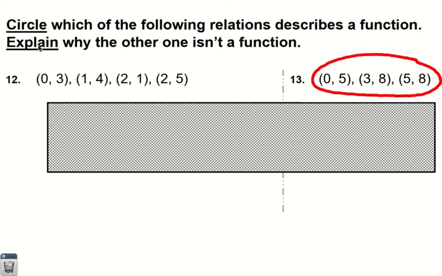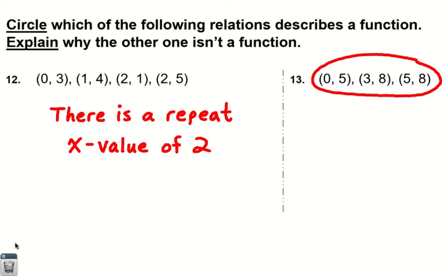And so when we explain why the other one isn't, that's pretty much the spin we go with: there is a repeat x value of 2, see? So this one was a function because there were no repeat x's. This one was not a function because there were repeated x values, the 2's, okay?